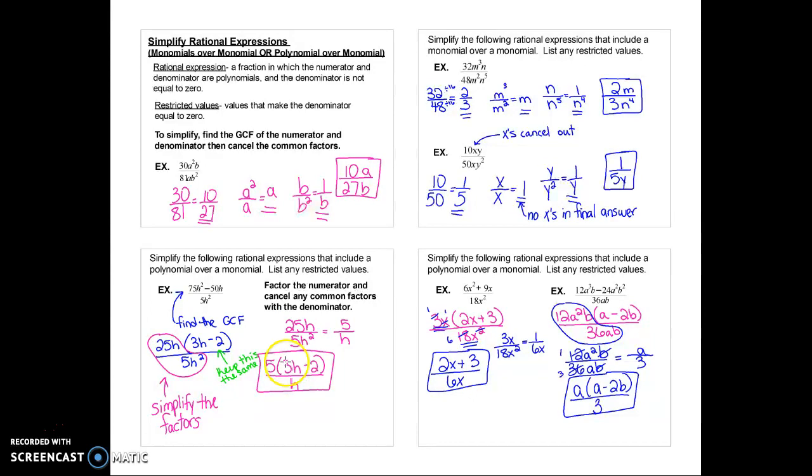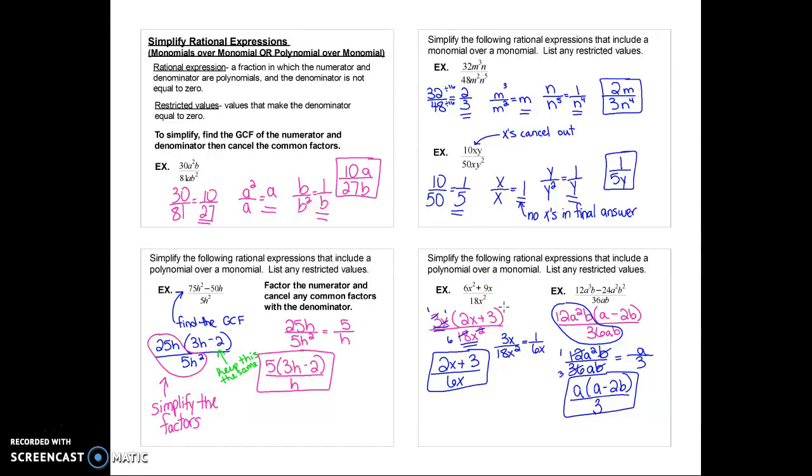So our final answer then is the 5 times 3h minus 2. All of that is being divided by h. Okay, so I just reduced these monomials as much as I could, and then I kept that 3h minus 2 attached to the numerator. Two more examples here, both with binomials in the numerator.